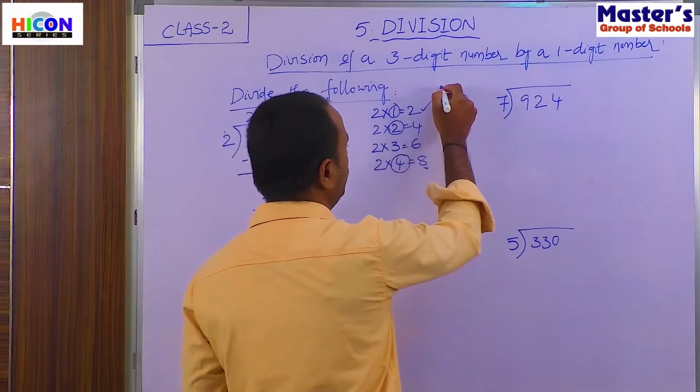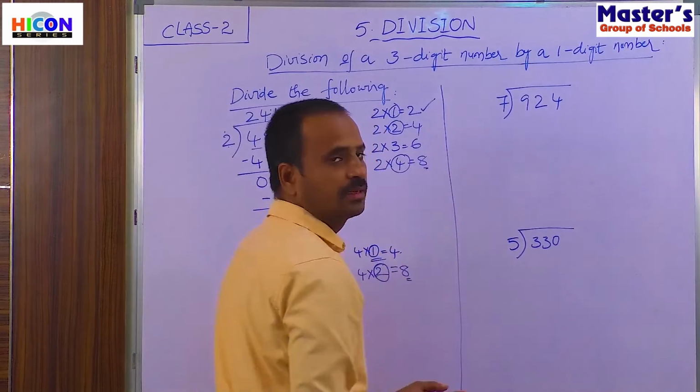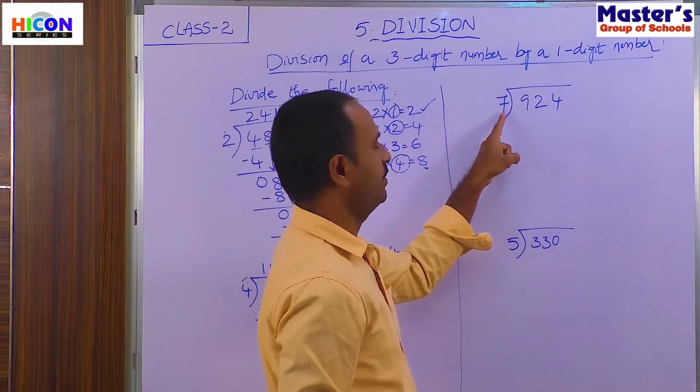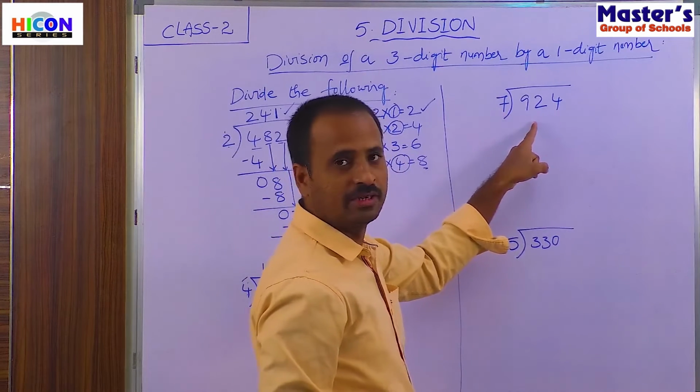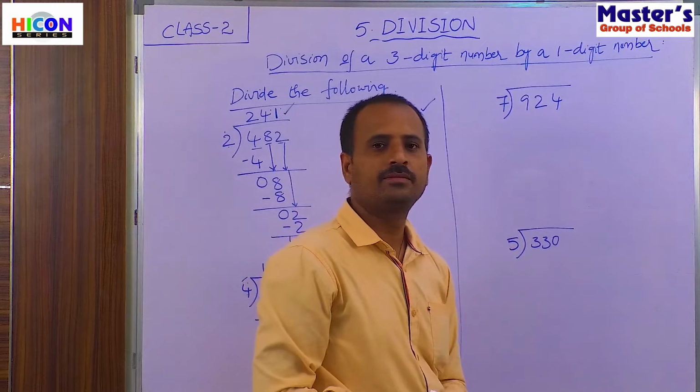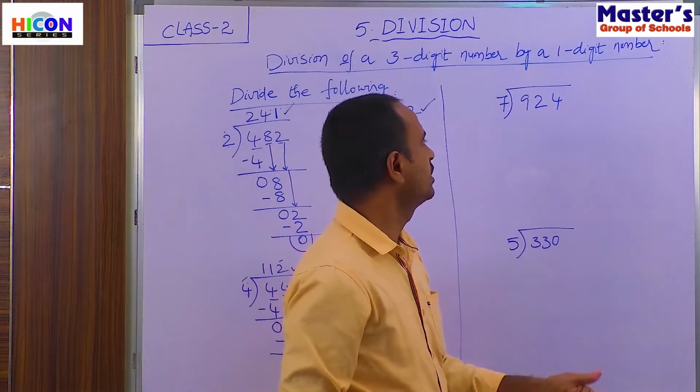So let us see the next problem. This is the next division. In this division, 7 is the divisor. And what is the dividend here? 924 is the dividend. So now again continue the same process.